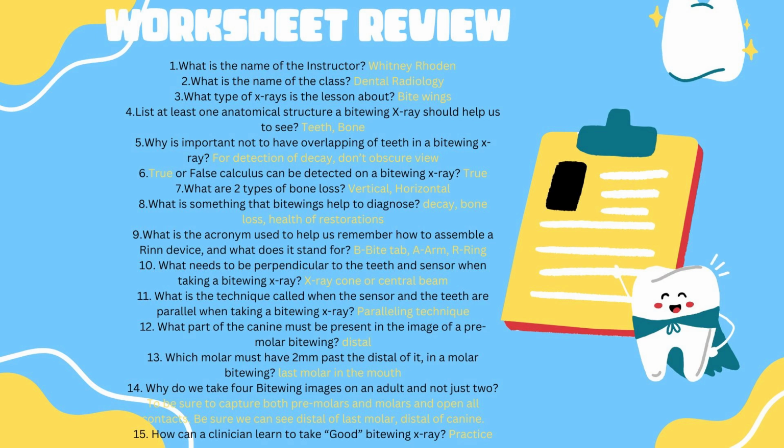And then number 14, why do we take 4 bite wing images on an adult and not just 2? The main reason we do that is so that we can see all of the structures. We want to be able to open the contacts on the premolars and the molars, see the distal of the canines, and see 2 millimeters past the distal of the molar, the last molar. We want to see those bone levels. When we're taking bite wings, we're looking at the posterior teeth and capturing all of those structures. So by taking 2 images, you can do that well.